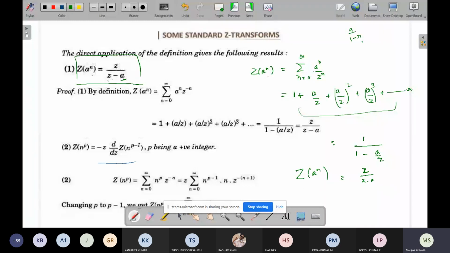From this itself, you can conclude that suppose you have 2 power n, so z over z minus 2. Z transform of 3 power n, that means z over z minus 3. Okay, so remember this formula, and if you do not remember, then use the definition and you can find this.